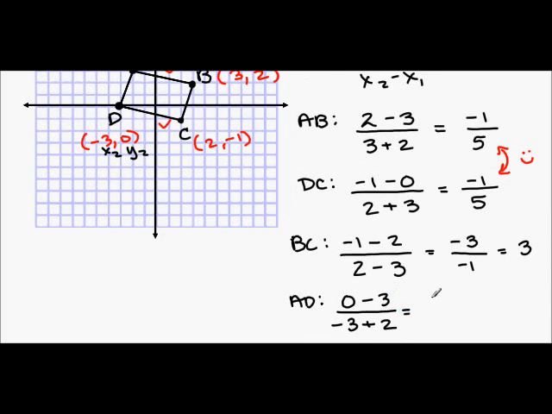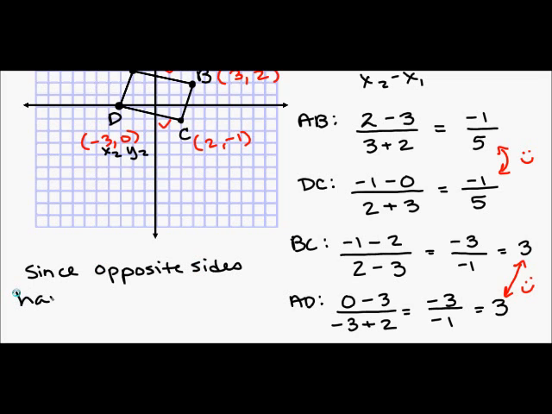Okay, so this gives me negative 3 over negative 1, which, as you see, is the same thing I have right there. So this also simplifies to 3. These are the same, which is what we want. Okay, so we could conclude, since opposite sides have the same slope, they are parallel.